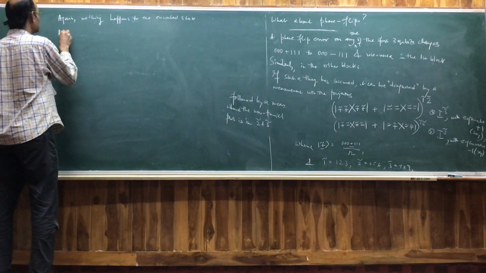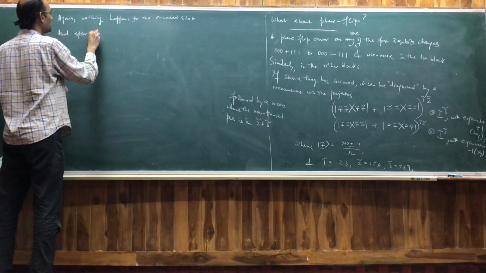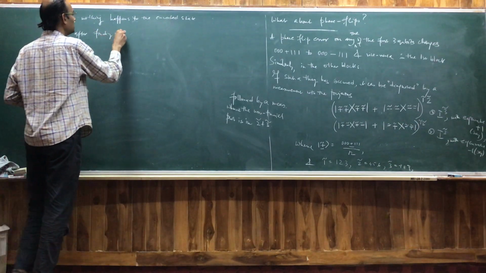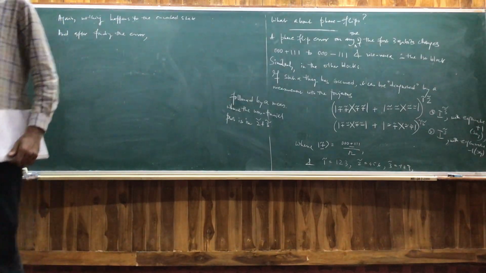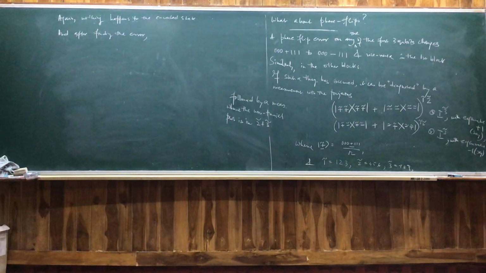And after finding the error, remember we have found out whether the error is in the first three, the second three, or the third three. We don't know where, but we don't need to. Suppose you have found out that the error has happened in the second block. You apply a phase flip in one of the physical qubits and it will correct the error without knowing where it is occurring.